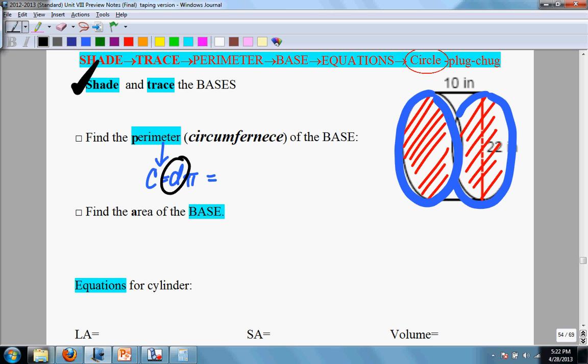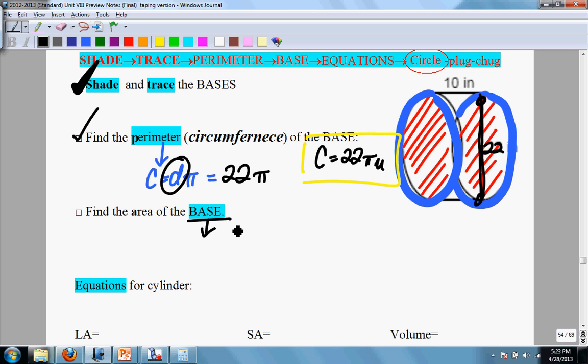Circle, plug, chug. D, physically pick up the D, trace it all the way. We already have it. It's 22 pi. So in the margin, write C equals 22 pi units. Box that so it's easy to find. Shade, trace, perimeter, base. Base, we want to find area of. In this case, the area is a circle. Let's circle, plug, chug. Radius.